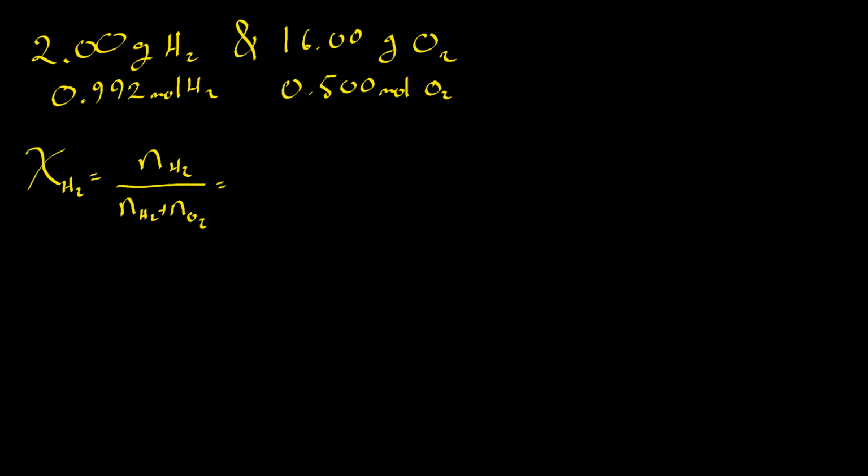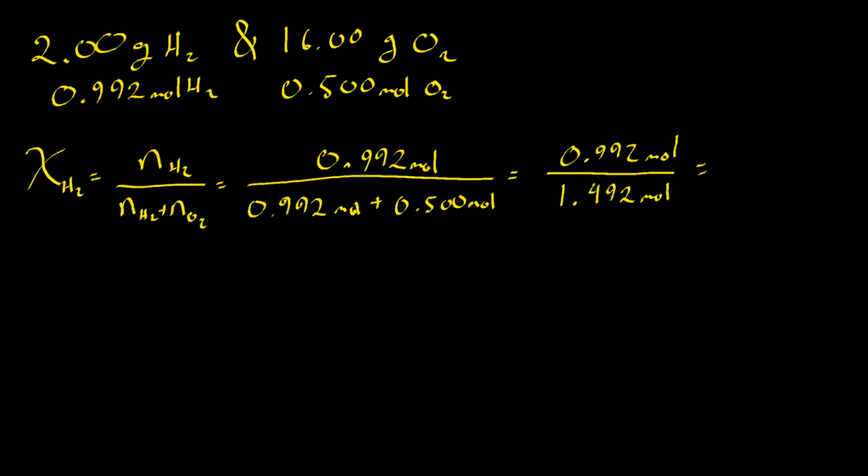First off, this swoopy looking X is actually the Greek letter chi. Why? Why not? It's fancy. Okay. So the mole fraction for hydrogen is the number of moles of hydrogen divided by the total number of moles. So it's 0.992 divided by 0.992 plus 0.5, or 0.992 moles divided by 1.492 moles.